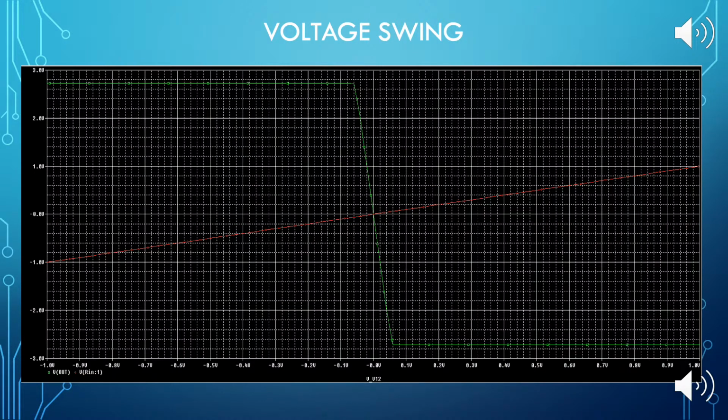So this is my voltage swing after running the DC sweep simulation. Around 0.5 volts and negative 0.5 volts, my simulation will clip, and the signal will start to clip out based on the voltage swing simulation.